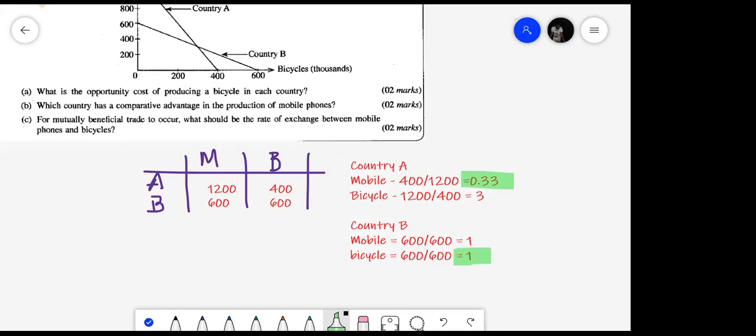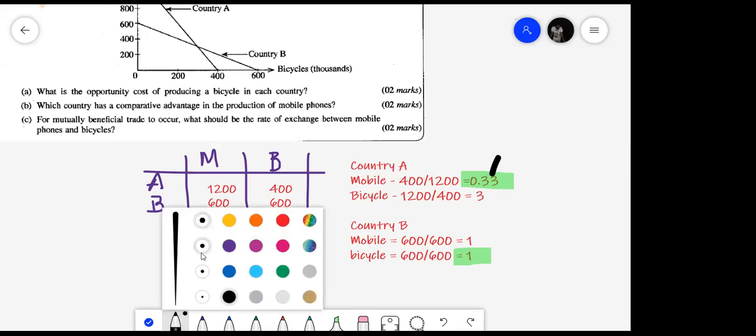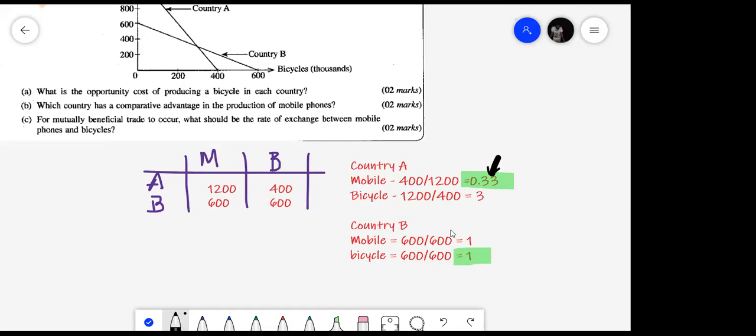Then they're asking for mutually beneficial trade to occur, what should be the exchange rate? How do you find the exchange rate? Find out which country is specializing in that good. If you take a mobile phone, country A is specializing. In country A, for a mobile phone, they are getting 0.33 bicycles. If they are to sell it abroad, they will expect more than 0.33. Country B is already paying one bicycle for a mobile phone, so country B will expect to pay less than one.